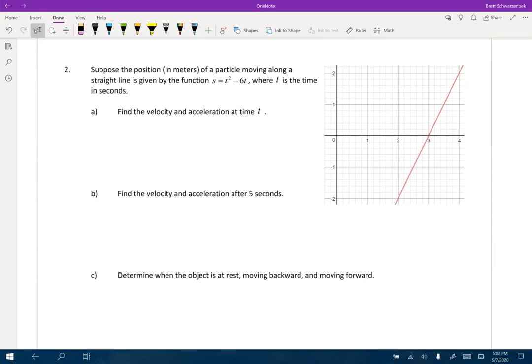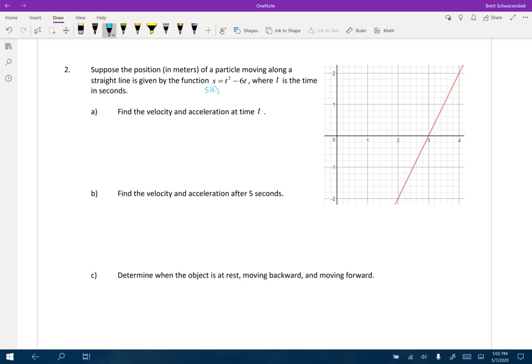Okay, so let's do one more example where we try to bring all of this together. Some of these will be a little different because of the type of function we're dealing with. Suppose the position of a particle moving along a straight line is given by the function s equals t squared minus 6t, where s is in meters and t is in seconds. Ideally this is s of t, so it's more of a function. This is our position function. It says find the velocity and acceleration at time t.